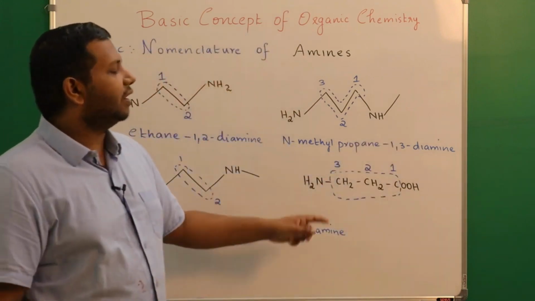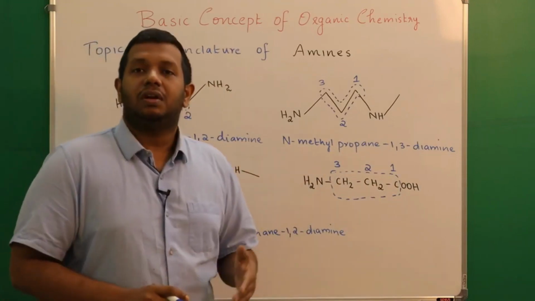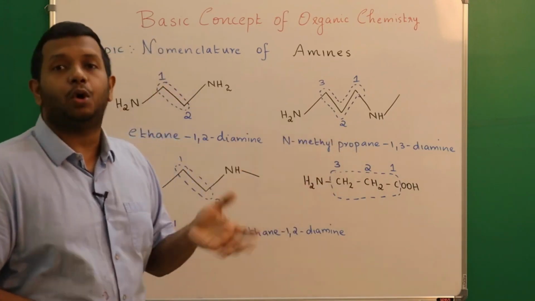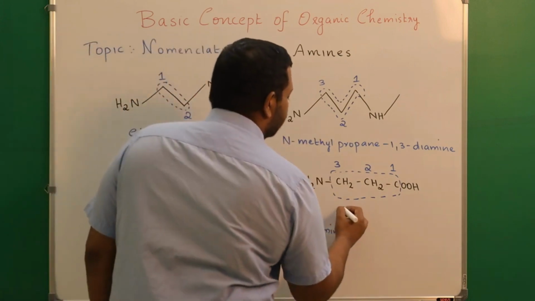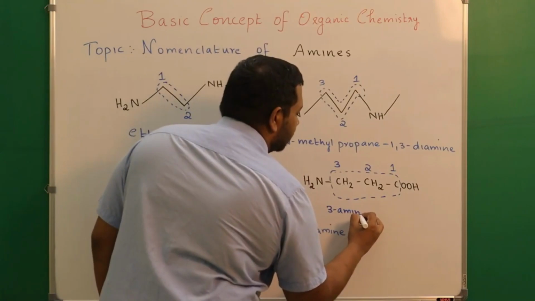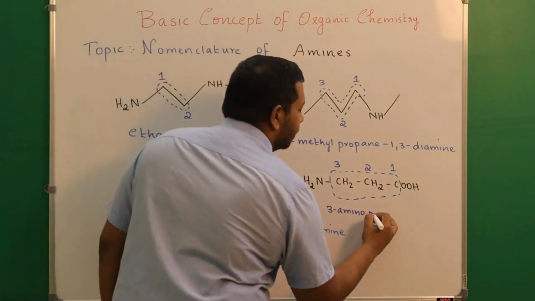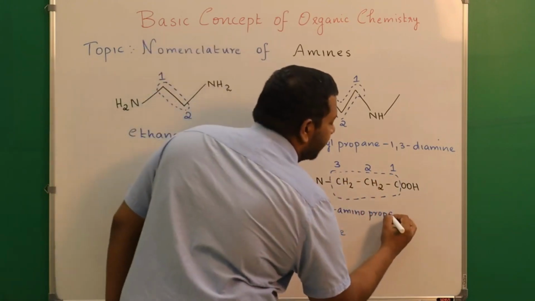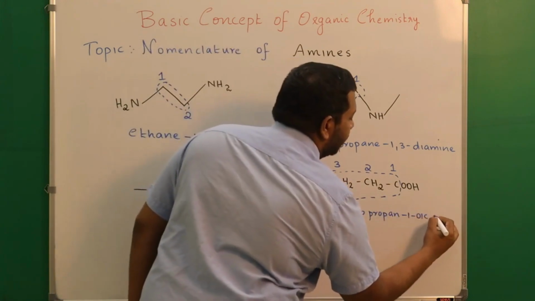Correct? So whenever NH2 behaves like a substituent, what is the term we use? We know that if it is a substituent, we use the term prefix, and the prefix is amino. So since this is a substituent, the prefix will be what? 3-amino. Correct? Then comes the word root. Word root is prop. Correct? They are connected through single bond. So propan. At the first position, oic acid, propan 1 oic acid.